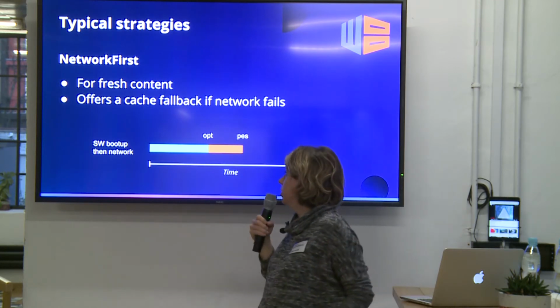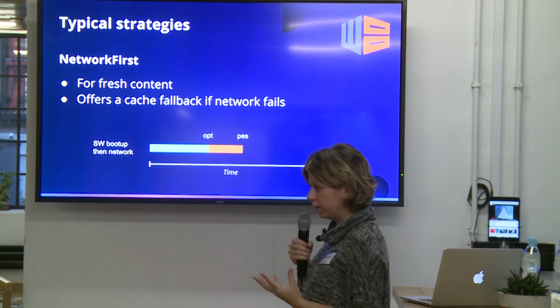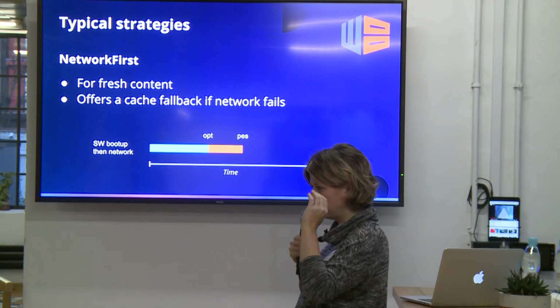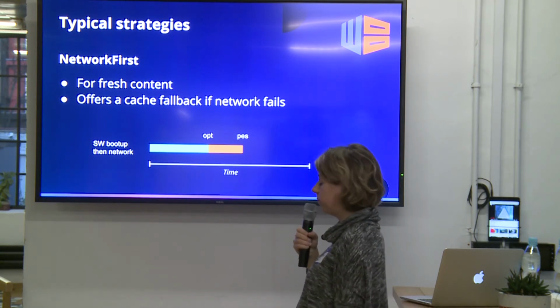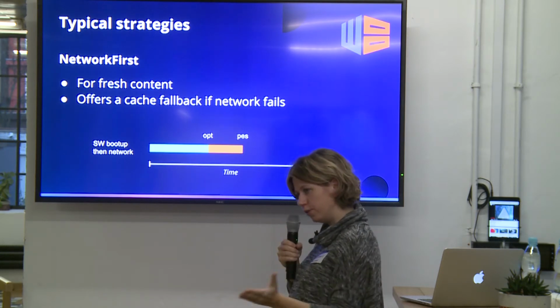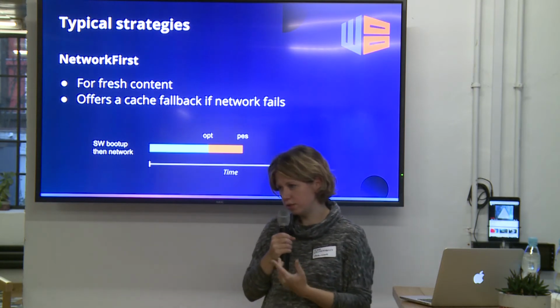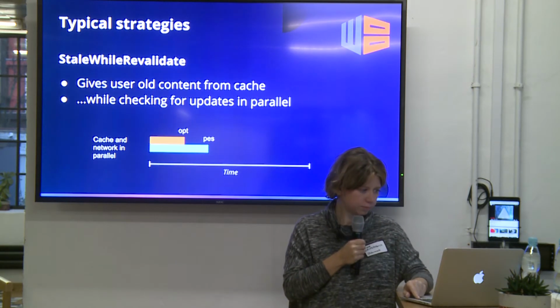Next strategy is the network first, which means first we go to the network, which means we don't care so much about performance, we care about whether the content is fresh. So we serve it from network first, and only if it's not there, as our second choice, we serve it from cache as a kind of fallback, as a backup. Usually this is useful for providing offline capabilities to your app.